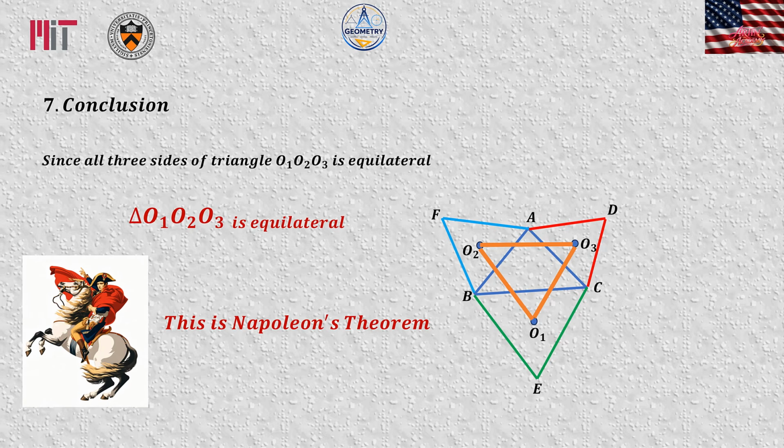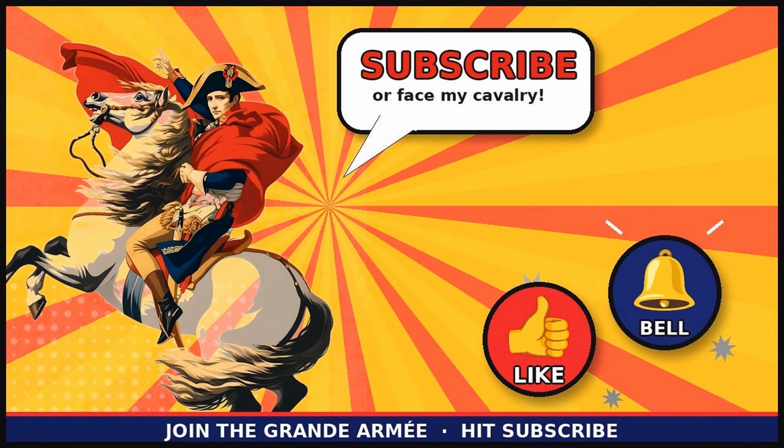This is Napoleon's theorem. The surprising part is that the original triangle ABC can have three completely different side lengths, but the three centers still form a perfect equilateral triangle. That brings us to the end of our proof of Napoleon's theorem. We started with an arbitrary triangle. We constructed three equilateral triangles externally on its three sides. Then we found their centers. Finally, we showed that these three centers form an equilateral triangle.